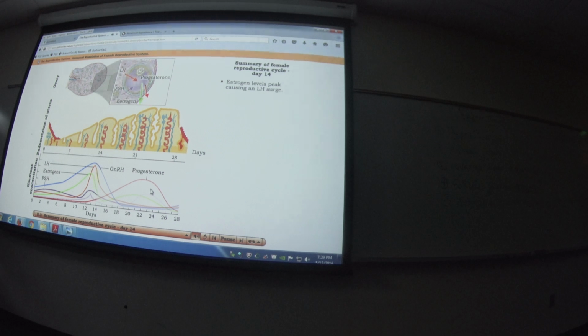On day 14, ovulation occurs as a result of a surge of luteinizing hormone signaling the mature ovarian follicle to rupture and release a secondary oocyte.